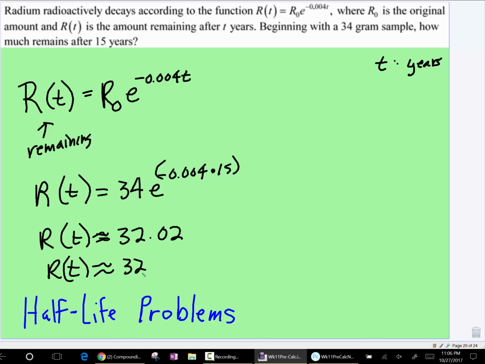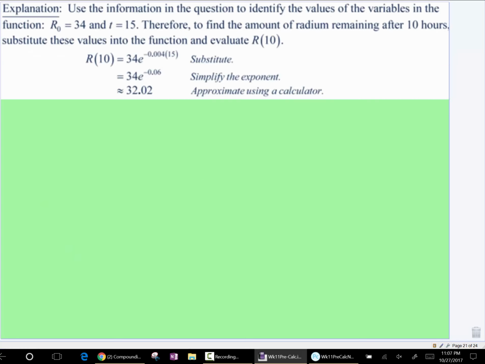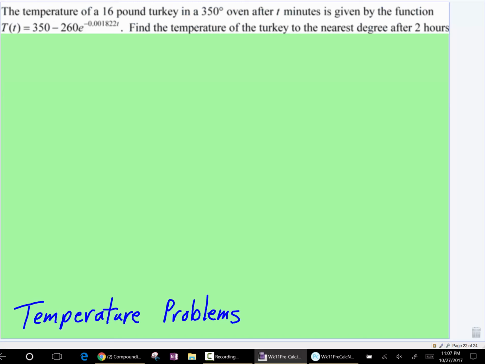So beginning with the 34-gram sample, how much remains after 15 years? Wow, 32 remains after 15 years. That's pretty remarkable. Oh, and they actually left it to the 100th place. All right, that's interesting.